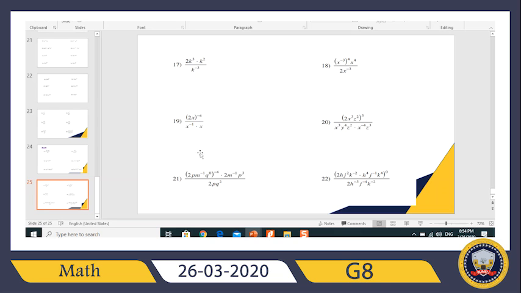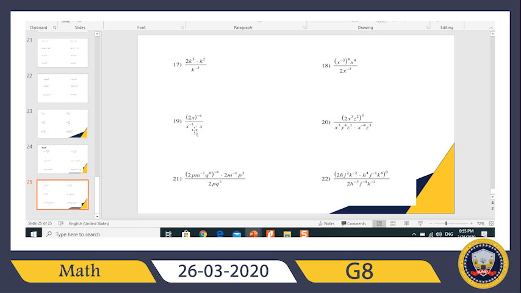Okay, here number 19. 2x all power negative 4, meaning 2 power 1 x power 1 all power negative 4, over x power negative 1 times x. Here I will distribute this power over 2 one time and x one time. As if I'm saying 2 power negative 4 x power negative 4. Okay? So I distributed the power over the bracket.